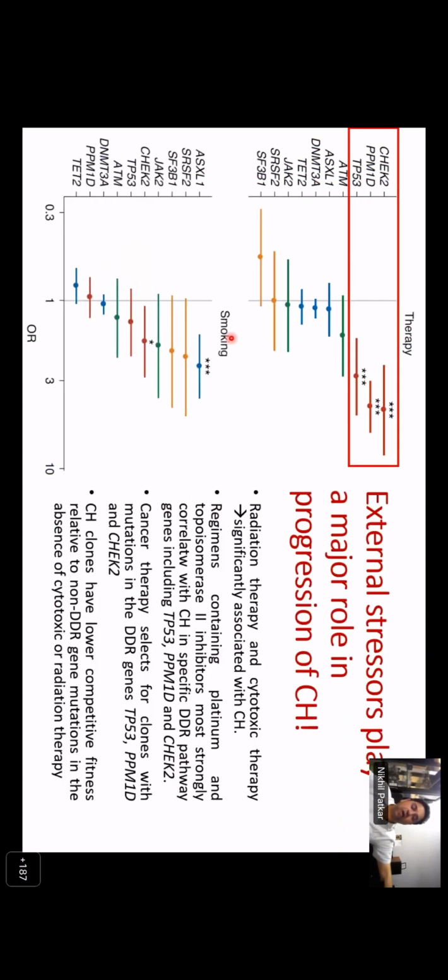In fact, when you looked at how these patients were associated with progression, only 3 genes stand out. Patients with CHEK2, PPM1D, or TP53 mutations were more likely to transform into MDS or get into a cytopenic state. Similarly, ASXL1 mutations were associated with smoking. Radiation therapy and cytotoxic therapy, exactly what our patients had, were significantly associated with clonal hematopoiesis. Regimens containing platinum and topoisomerase 2 inhibitors are strongly correlated with the DDR pathway, which is the DNA damage repair pathway, including mutations in TP53, PPM1D, and CHEK2. These mutations give the clonal hematopoiesis clones competitive fitness so that they can grow faster. So this diagnosis is therapy-related clonal cytopenia of unknown significance with PPM1D mutation.